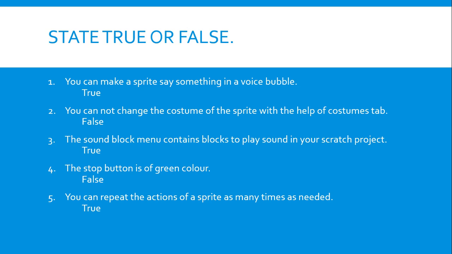The sound block menu contains blocks to play sound in your Scratch project. That is true. The stop button is of green color. False. Stop button is of red color. You can repeat the action of a sprite as many times as needed. True.